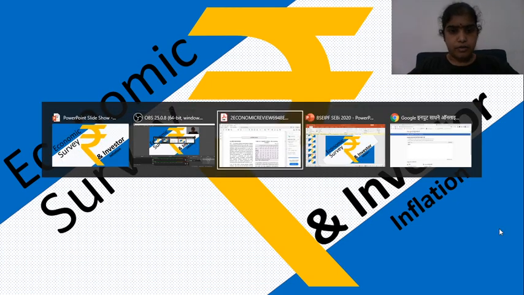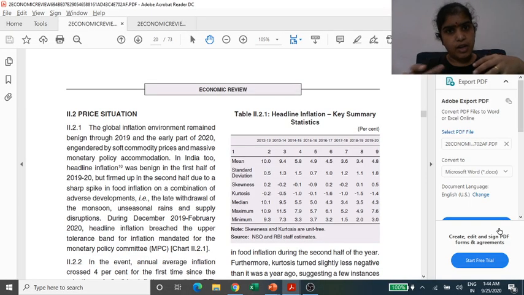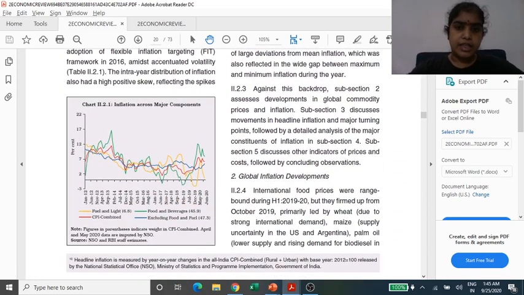We are talking about inflation. The first half of 2019 was very much normal, but in the beginning of the second half, due to the late withdrawal of monsoon, unseasonal rains and supply disruption, food inflation started increasing. One can see in this chart from July to December, the green line is for food inflation and the yellow line is for fuel inflation. We can see a rise there in the second half.